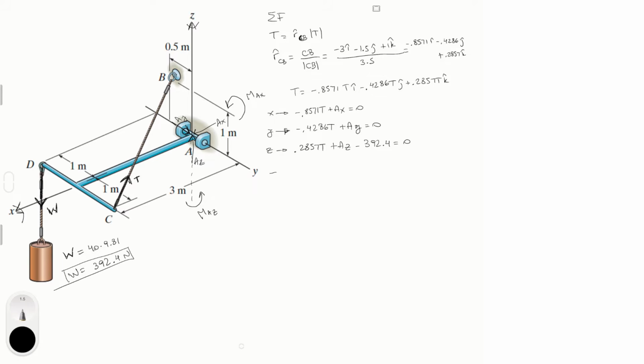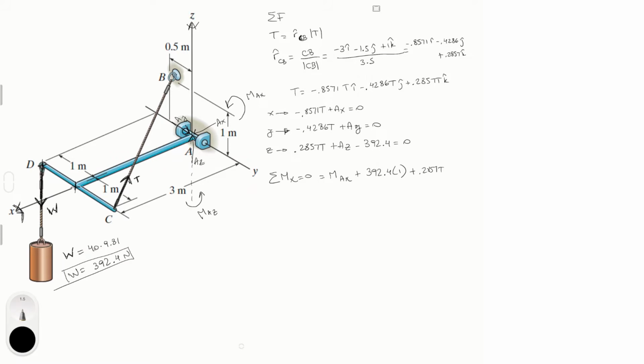So the first thing that we're going to do is sum of the moments about the x is equal to 0. Now, if I was looking from the positive x-axis towards the origin, and assuming counterclockwise is positive, then I would get that the moment of Ax plus the moment being generated by the weight, which is 392.4 times 1, because the distance from here to here is 1, plus 0.2857 T.